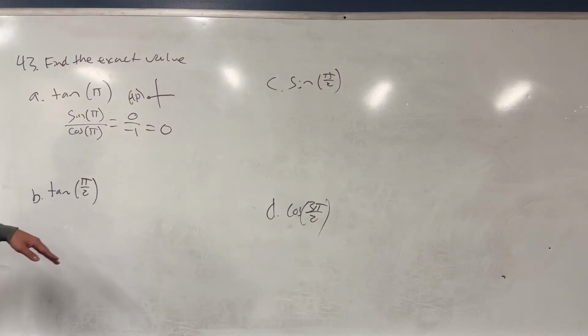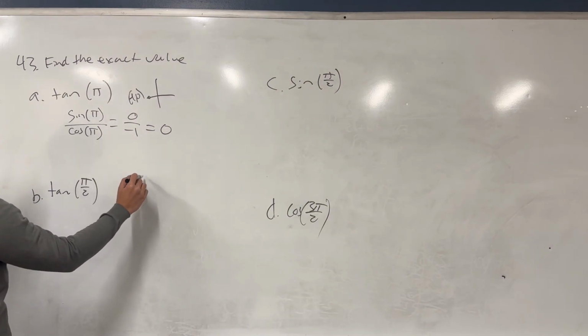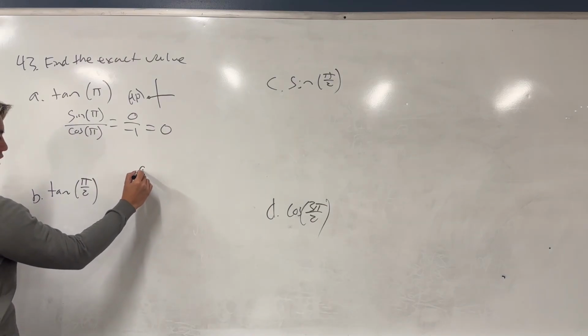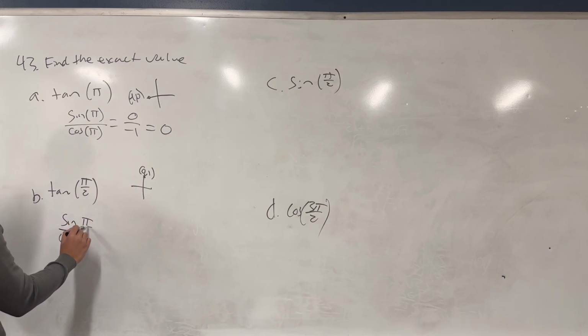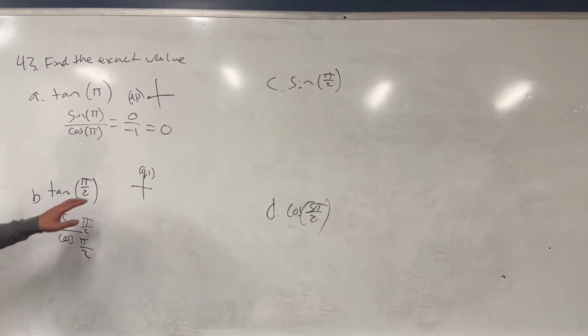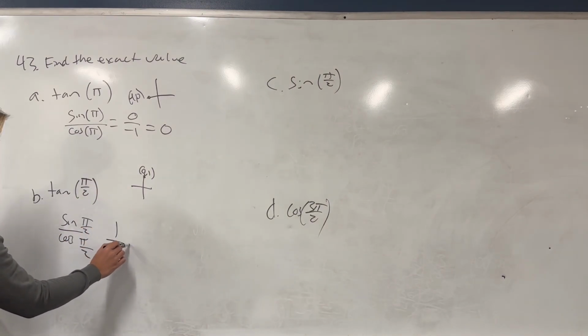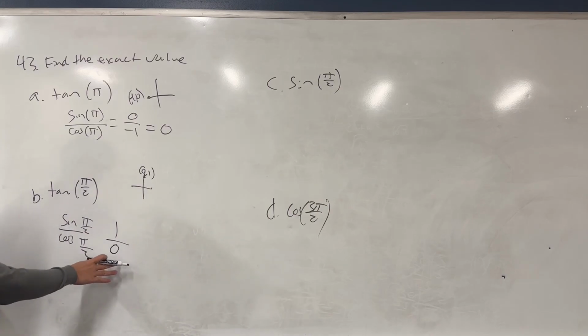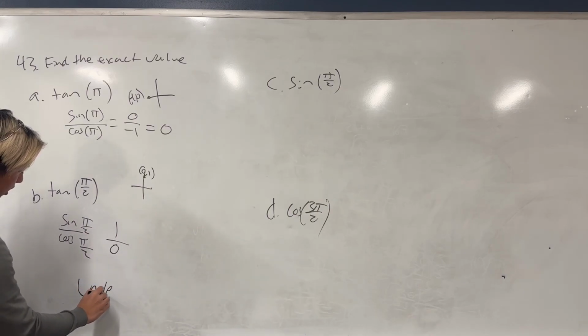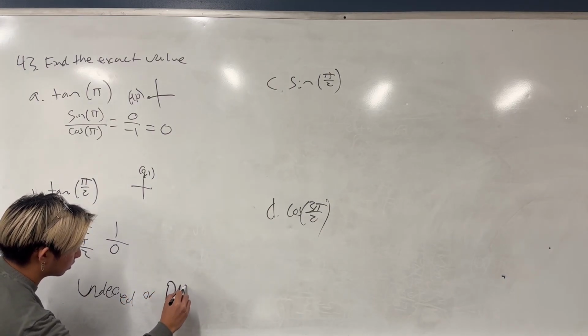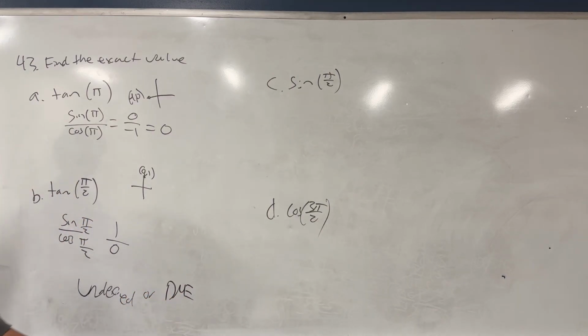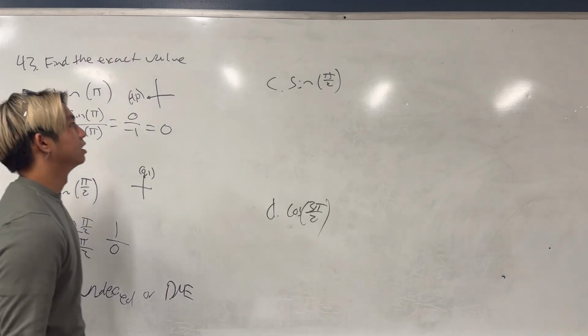Tan of pi over 2, right? So pi over 2. Our points here would be what? 0, 1. So this would be sine of pi over 2 over cosine of pi over 2. So we know that this is 1 over 0. Can we have a 0? No. So this is undefined, or does not exist, something like that.